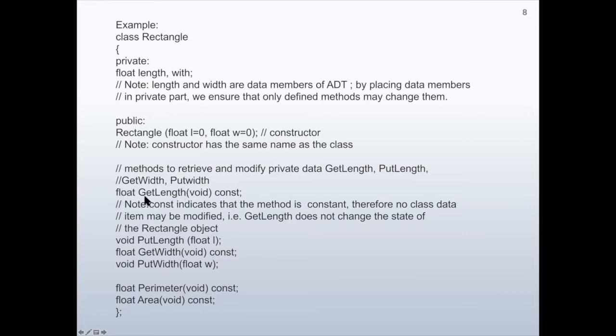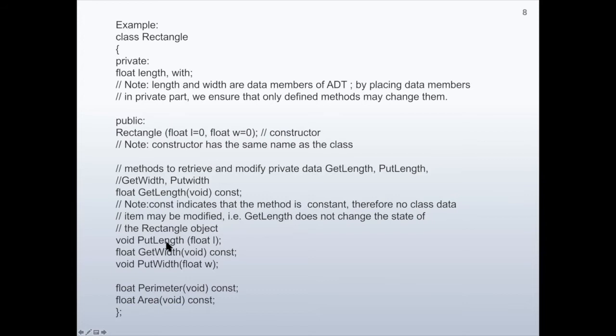For getLength, because we are reading the value of the length, a floating value will be returned from the method. And because the internal data, either length or width, will not be changed, this is a constant method. Note that const written here indicates that the method is constant. Therefore, no class data item may be modified. That is, getLength does not change the state of the rectangle object.